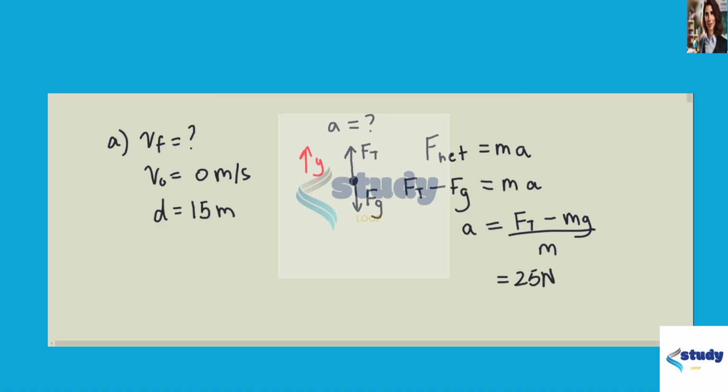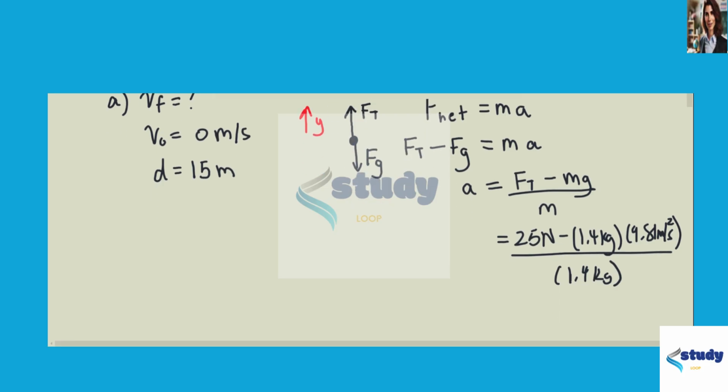So to find acceleration, we'll just plug everything in. And once we follow this calculation through, we're going to see an acceleration of 8.05 meters per second squared. Okay, so now that we have that, we can go back over here. Now we have enough kinematic information to calculate VF.